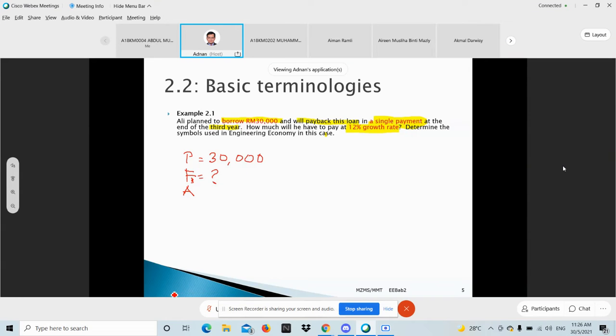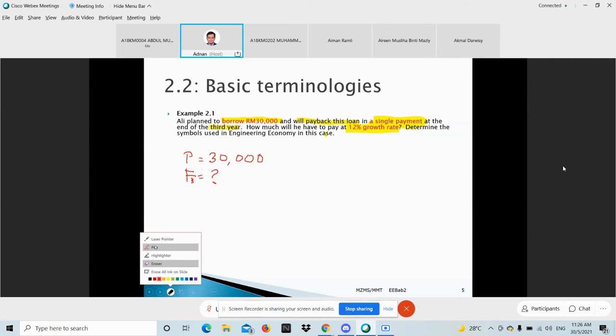Yeah, and no installment in this case. We just want to pay, okay, 3 years from now. How much are we going to have to pay if we take this loan of 30,000? So the N is 3. The annual interest, I, is 12%.